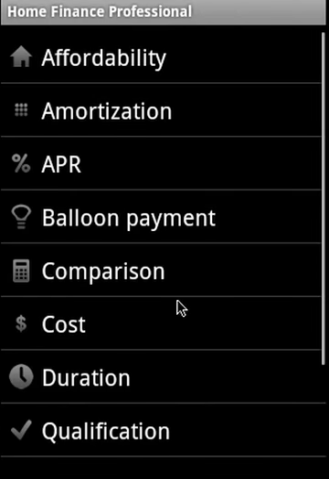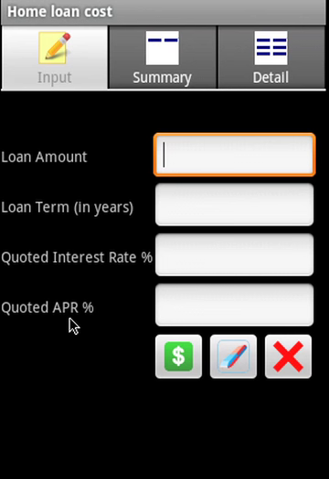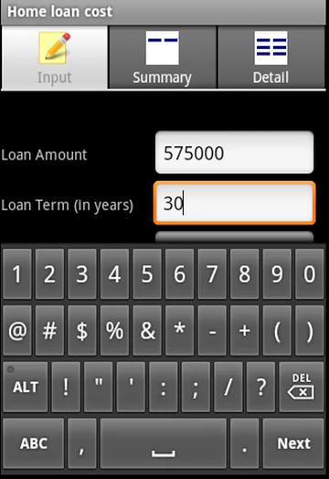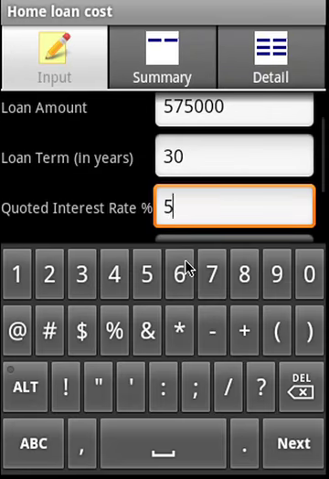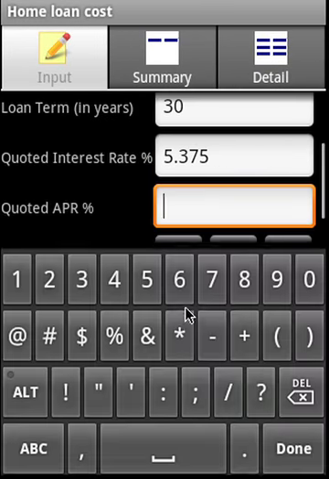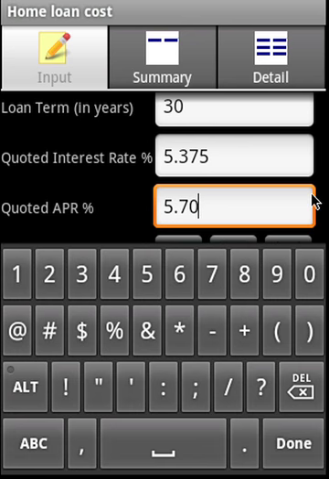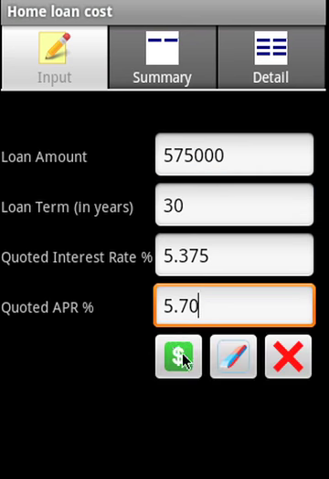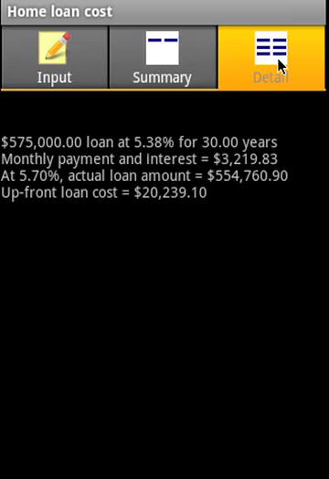Okay. Then loan cost. What is the closing cost on the loan? So loan amount is 575,000. Your loan term is 30 years, and quarterly interest rate is 5.375, and the quarterly APR is 5.70, and then the closing cost of that is this, and then details is this.